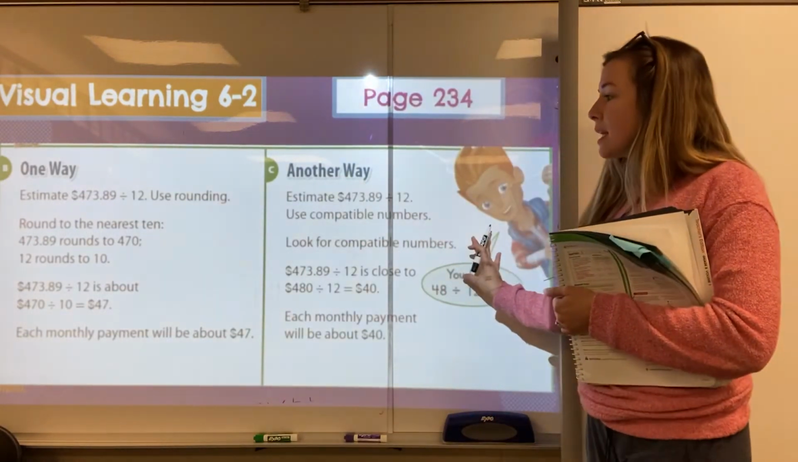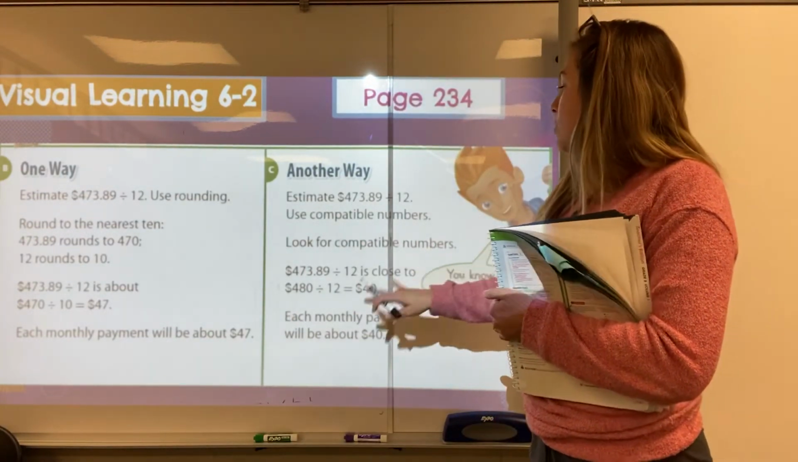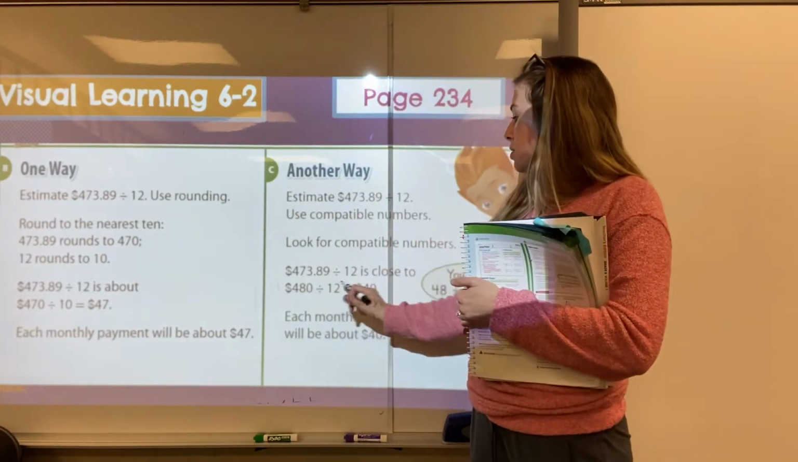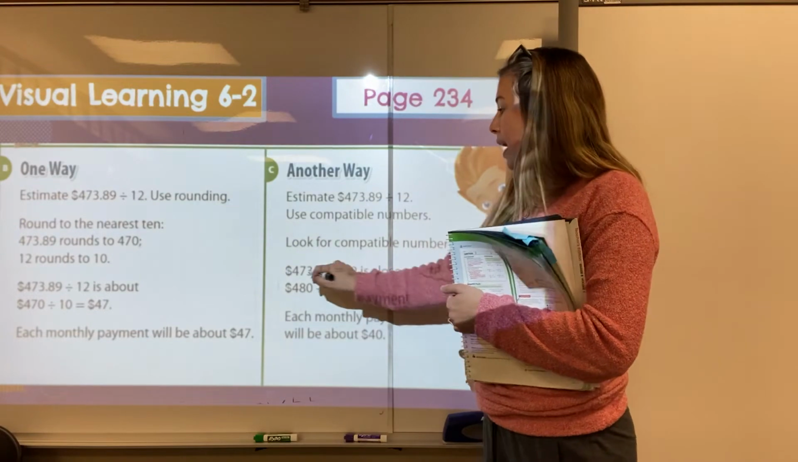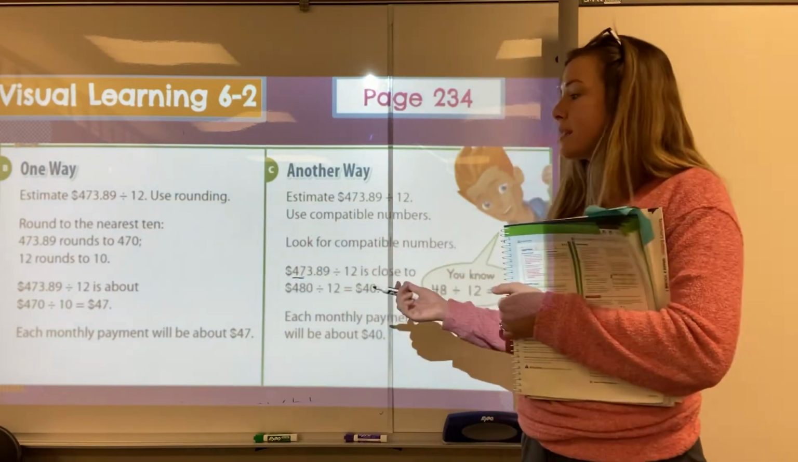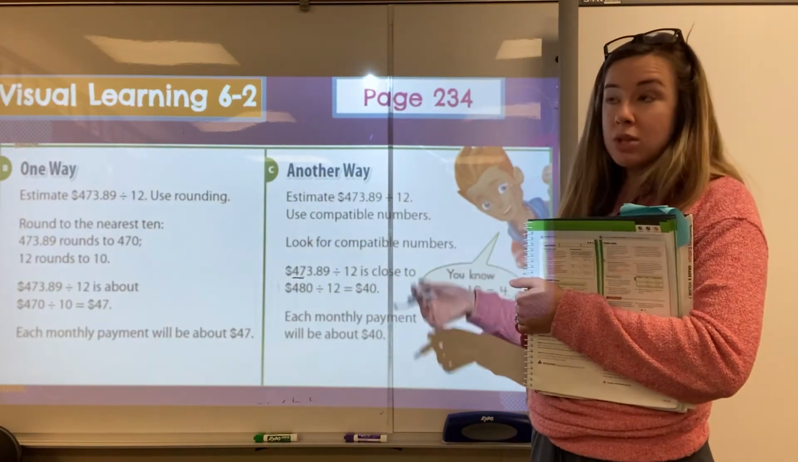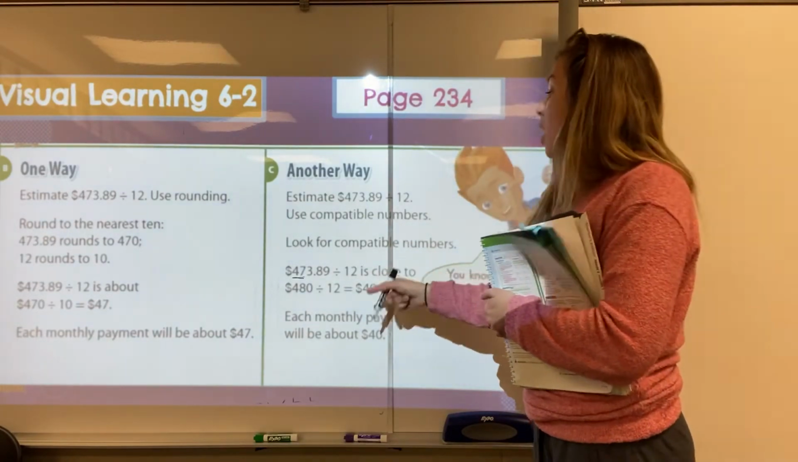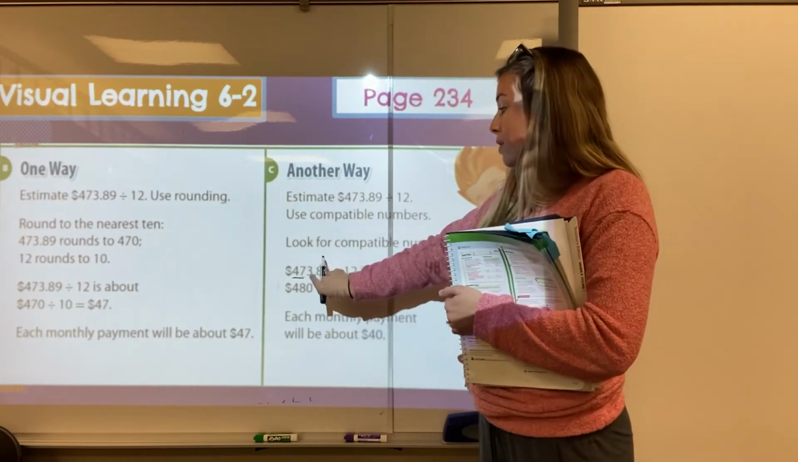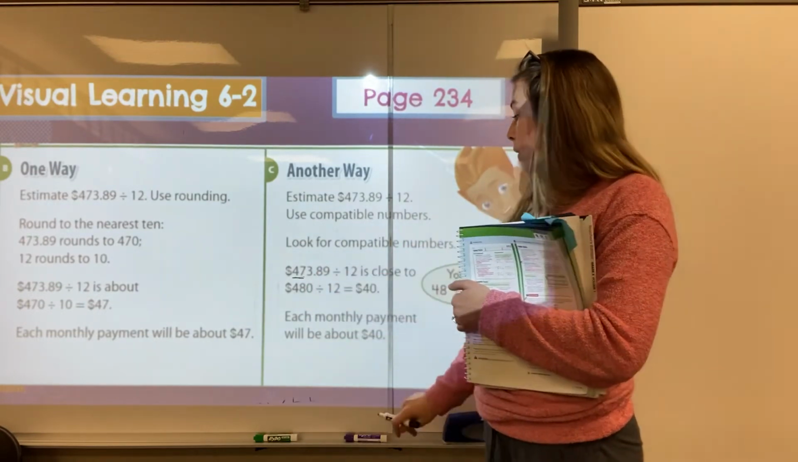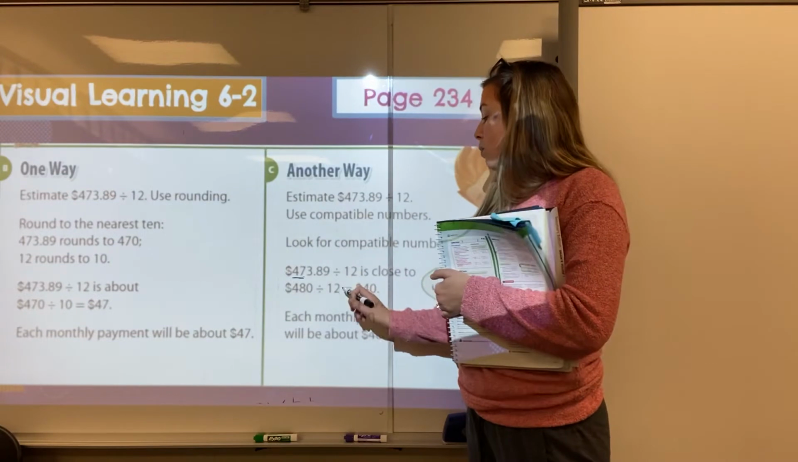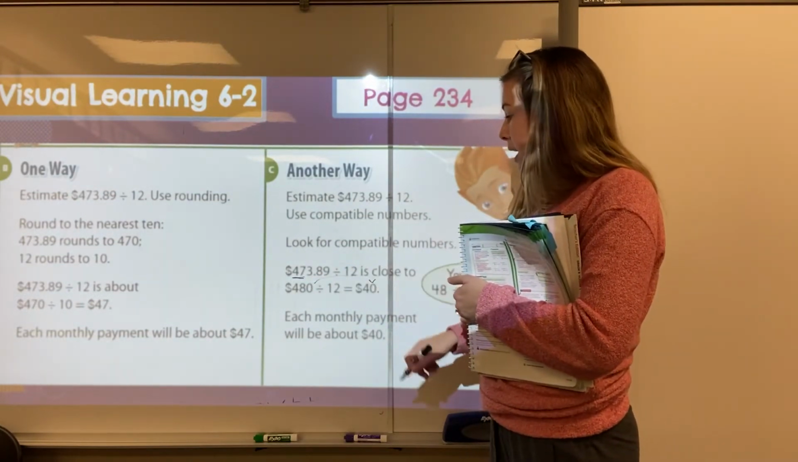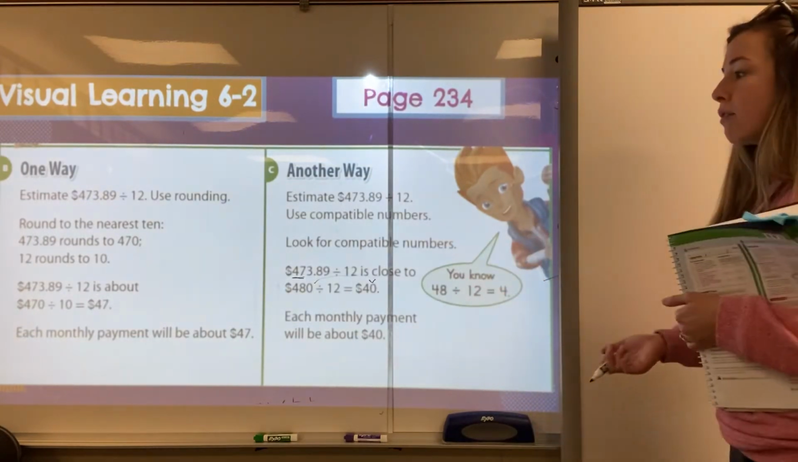So another way they did it is with compatible numbers. They left this as 12, and then they looked at the first two numbers, what is 47 close to that 12 would go into? And so this would be a time you could look at your multiplication chart, look at your 12s column. Okay, well, I know 12 goes into 48 evenly, so they rounded the 473 up to 480. And then they know, well, 48 divided by 12 is 4, and then they tacked that 0 on at the end. So each monthly payment is about $40.